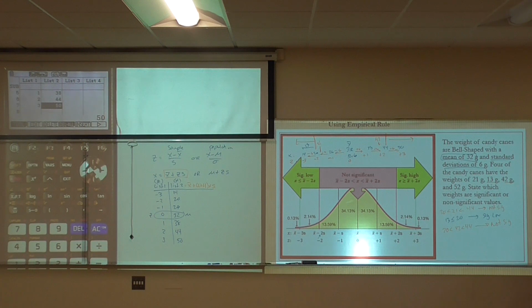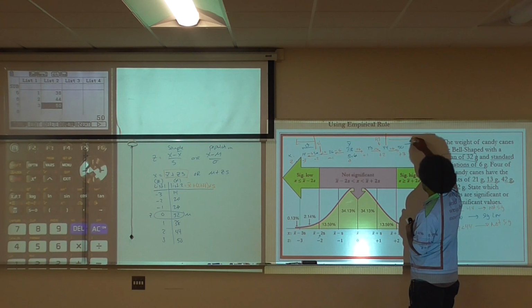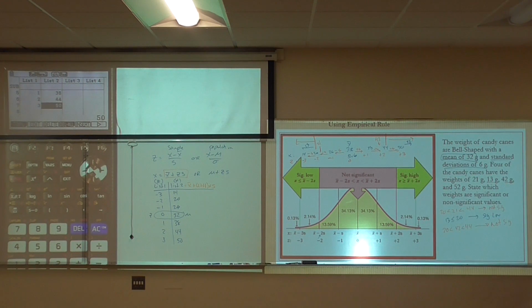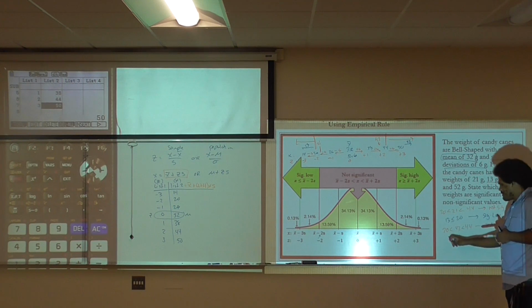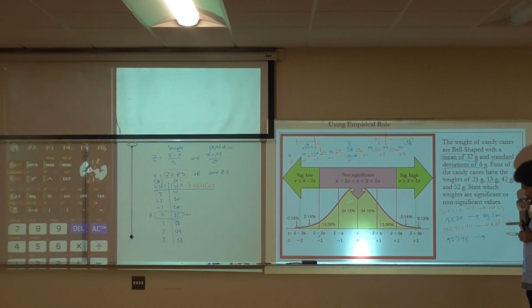And lastly, we're looking at 52. And we can clearly see over here, 52 is beyond here. So it's definitely in the realm of what is considered exceedingly high. So we see here that 52 is greater than 44, and we're seeing it as being exceedingly high. There we are. And that's where we're using the empirical rule.